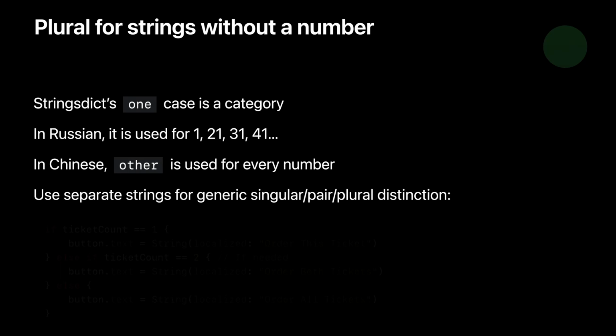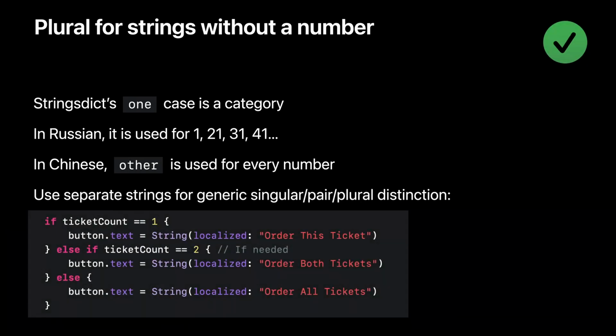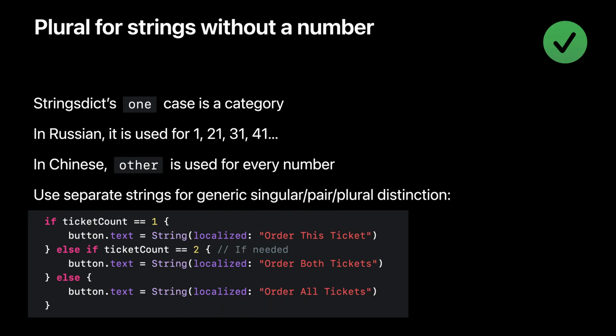In this example, the plural varies on this, both, or all. There's no number, please don't use a strings dict. Imagine me booking 21 tickets for all my friends and I would see in Russian, order this ticket instead of order all tickets. I would ask you, where's my money? Instead, use a simple but effective if-else for correct pluralization of each of the 3 strings in all languages.